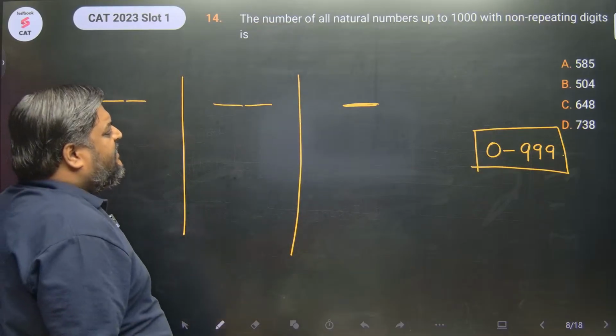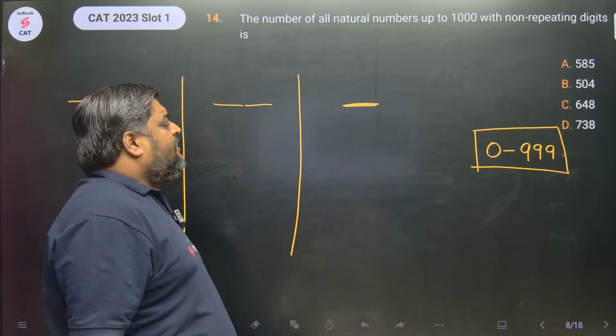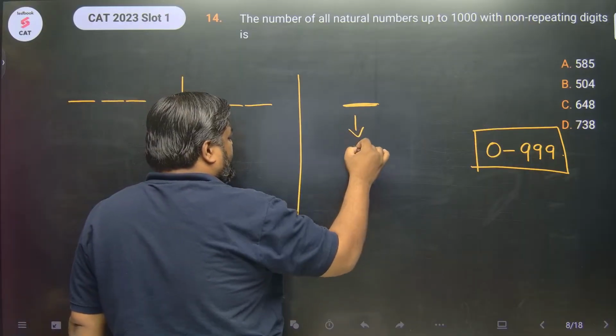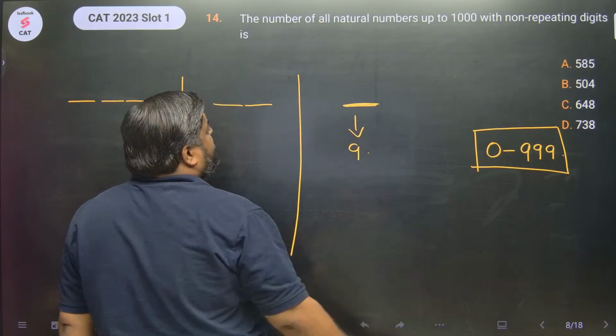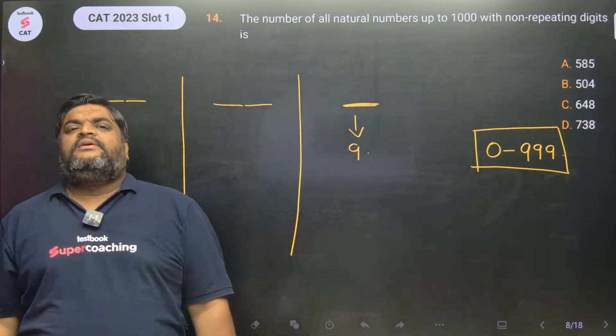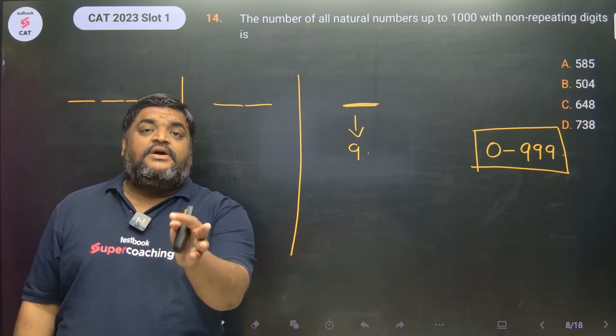Now if it is a single digit number, you have 9 options, 1 to 9. 0, you cannot take 0 here. You have 9 options. You are looking for natural numbers, and what is a natural number? Numbers starting from 1. 0 is not a natural number.